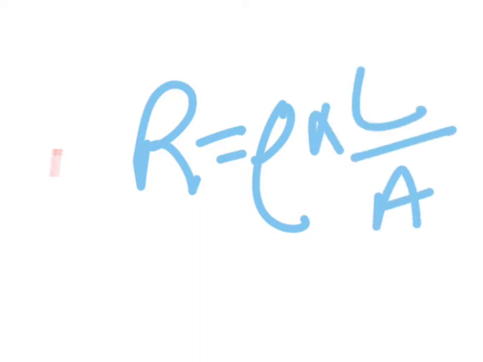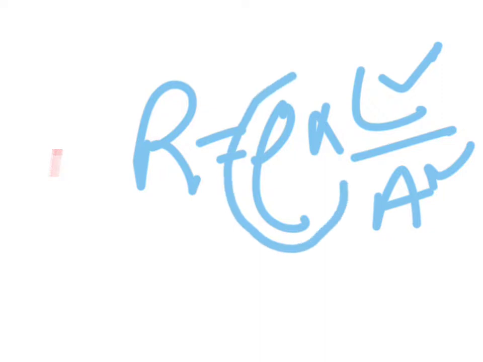So here are the three factors. L is the length of the conductor, so R is directly proportional to L. If you increase the length of the conductor, resistance will increase. A is the area of cross section of the conductor. If you increase the thickness of the conductor, the resistance will decrease because it is inversely proportional to the area. And rho represents the nature of the conductor. It is the third factor on which the resistance depends.